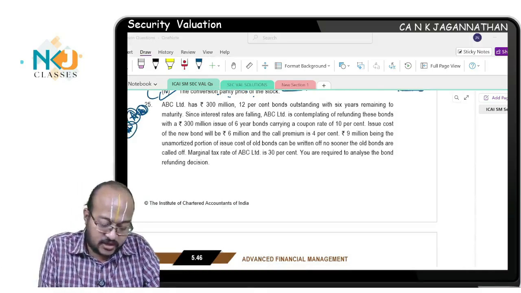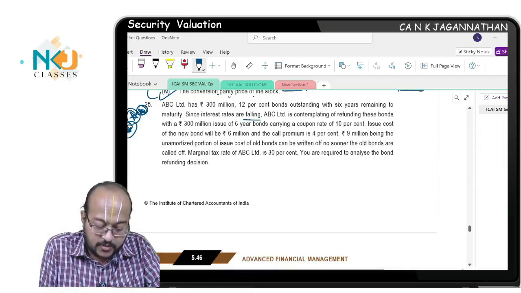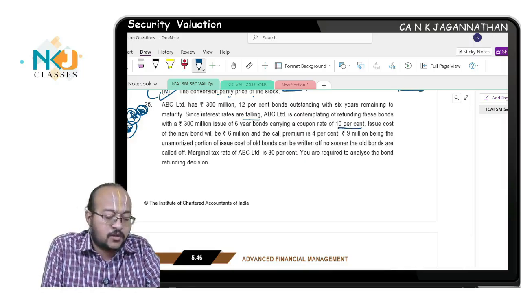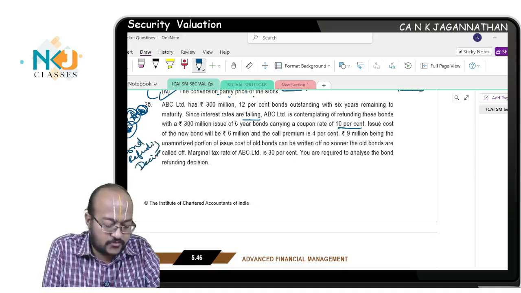ABC Limited has 300 million 12% bonds outstanding with 6 years remaining to maturity. Since interest rates are falling, ABC Limited is contemplating refunding these bonds with a 300 million issue of 6 years bonds carrying a coupon rate of 10%. This is a question of bond refunding decision. What is the agenda for this question?